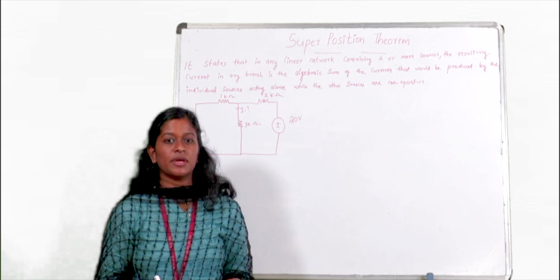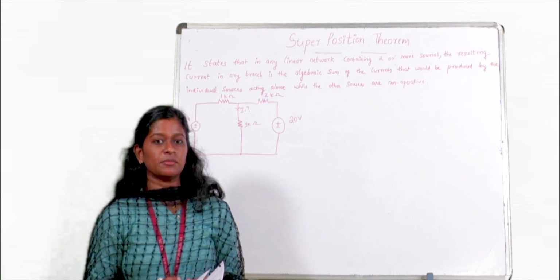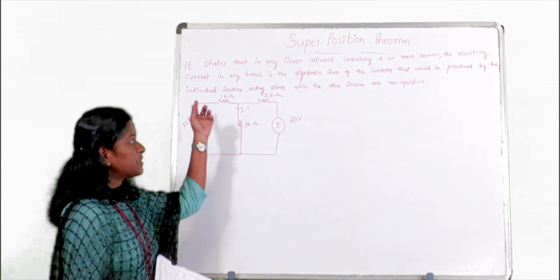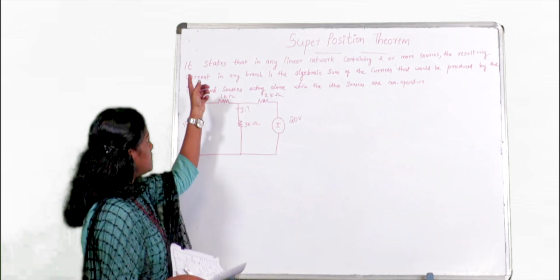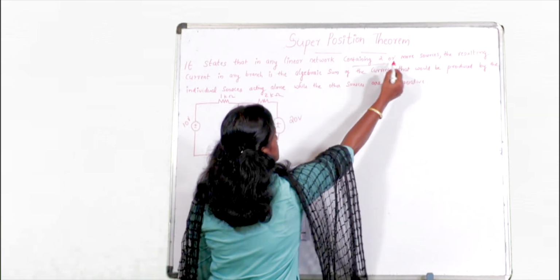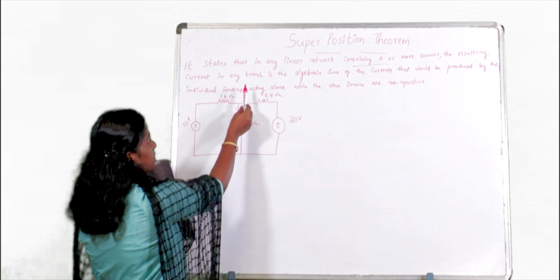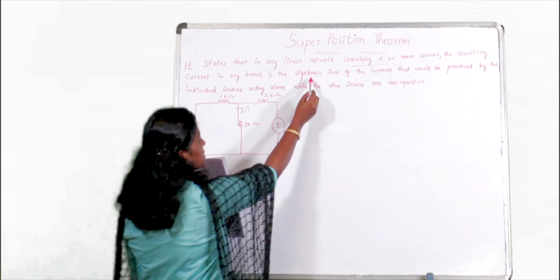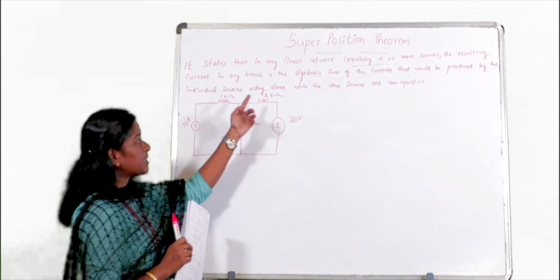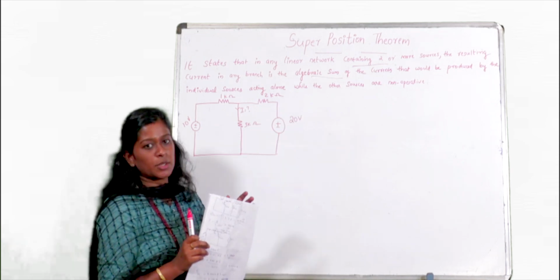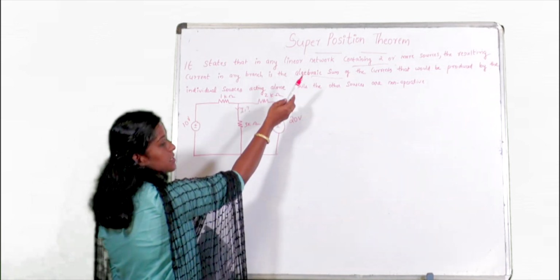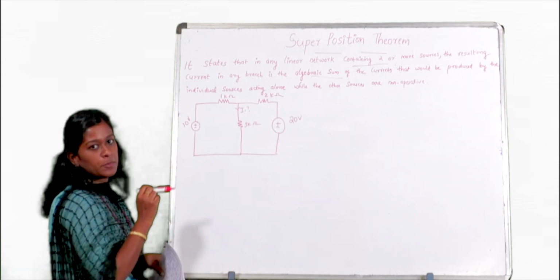Today I am going to explain the superposition theorem and how we solve problems with it. Here I have written the definition. It states that in any linear network containing two or more sources, the resulting current in any branch is the algebraic sum of the currents that would be produced by the individual sources acting alone while the other sources are non-operative. I will explain this definition by solving one problem.